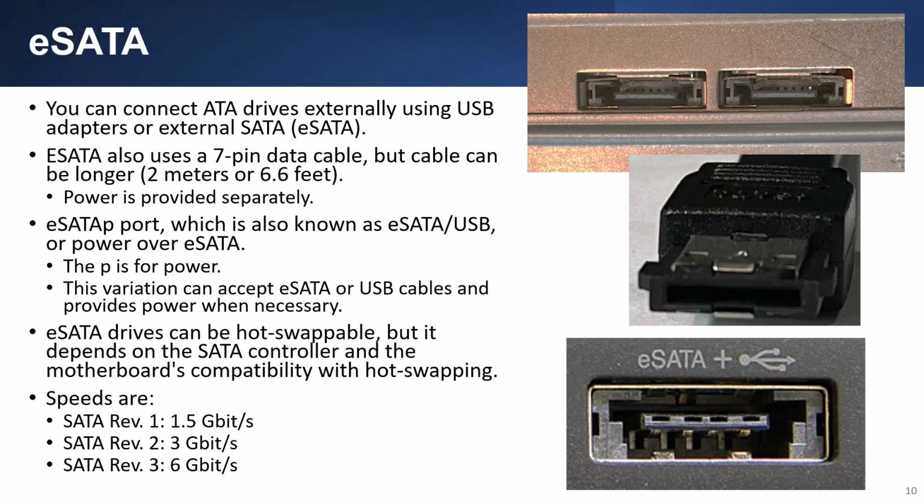Power is provided separately through its own power cord or through an eSATA P port, which is also known as eSATA/USB or Power over eSATA. The P is for power, which is provided through the USB interface. eSATA drives can be hot swappable, but it depends on the SATA controller and the motherboard's compatibility with hot swapping. Speeds are 1.1 gigabits per second for SATA Rev 1 to 6 gigabits per second for SATA 3.